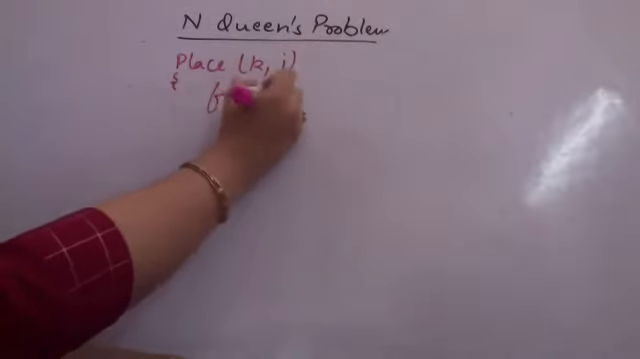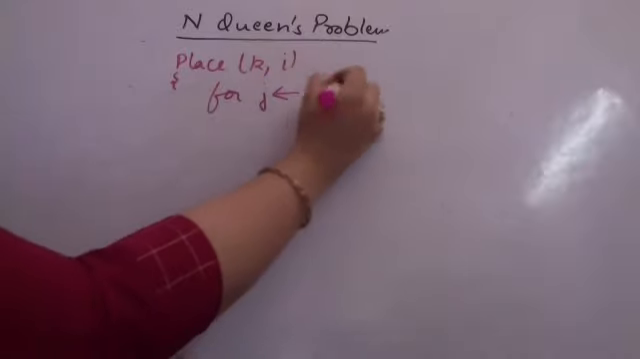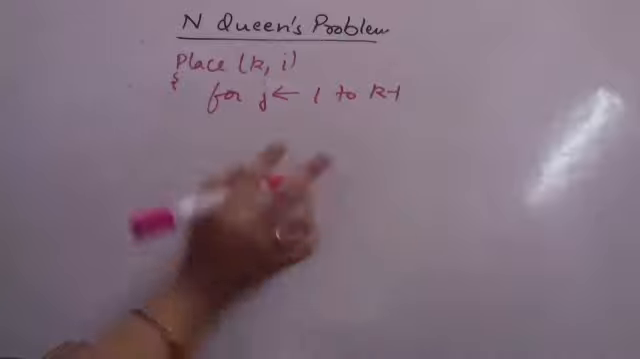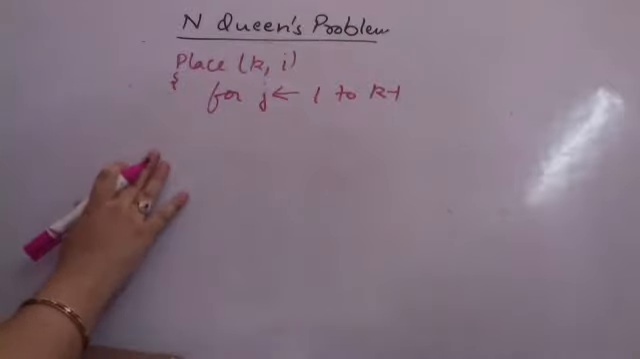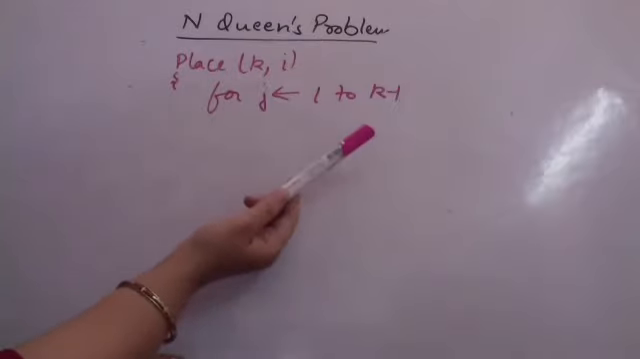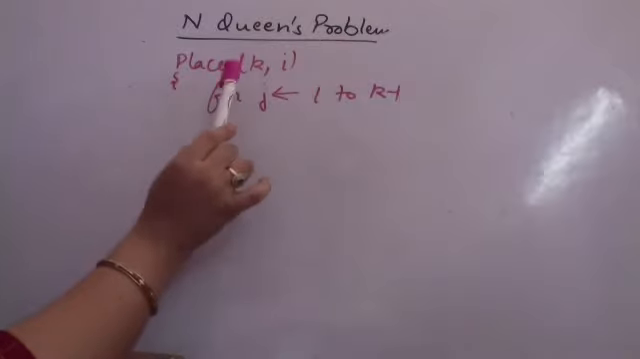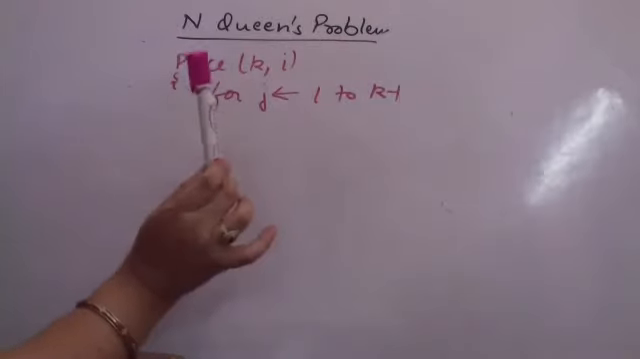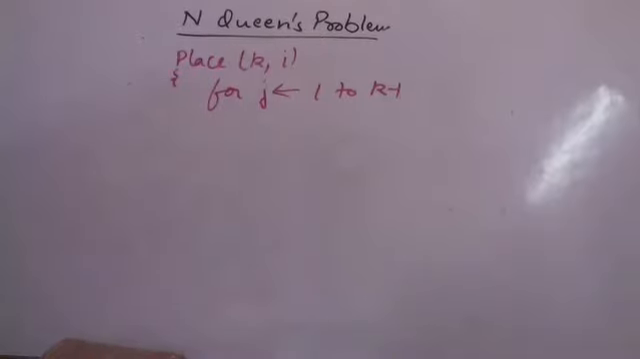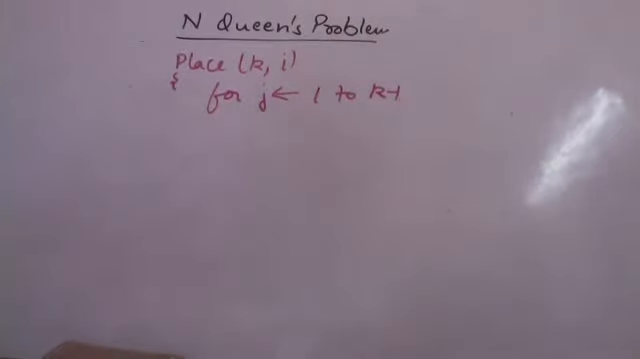I'm running a for loop for j running from 1 to k minus 1. Understand, there are two queens' positions, the first queen is already placed, the second queen is I and k, what are these, these are the row numbers of the two queens. So I know that one queen is already at I, another queen has to be placed somewhere on k. So I'm trying to find out the position where I can place them. So I'm running one loop from j which is varying from 1 to k minus 1.